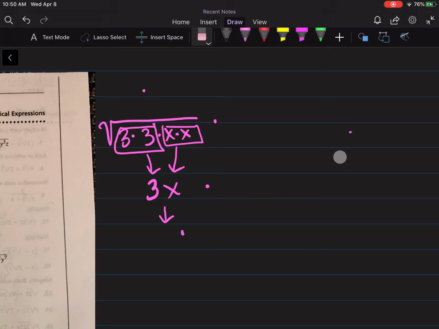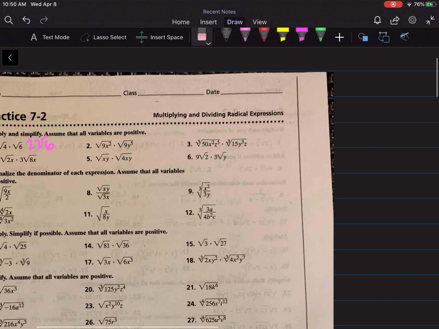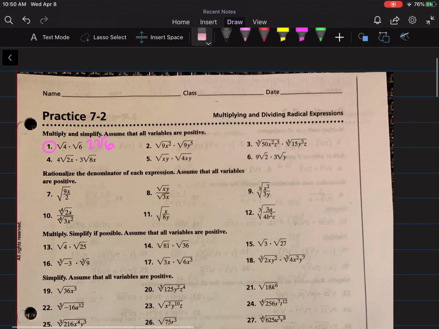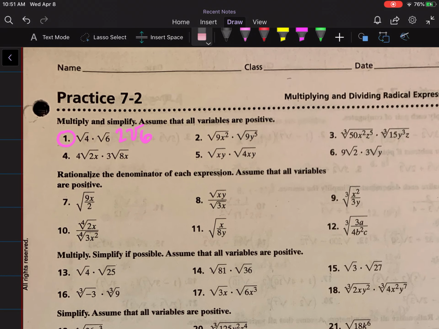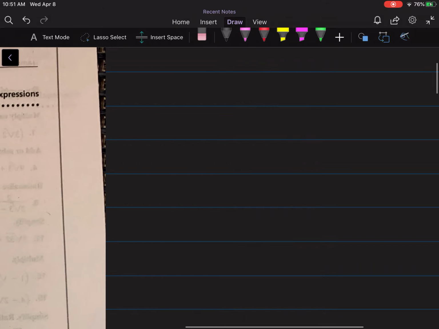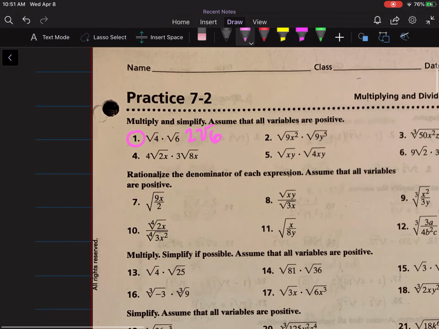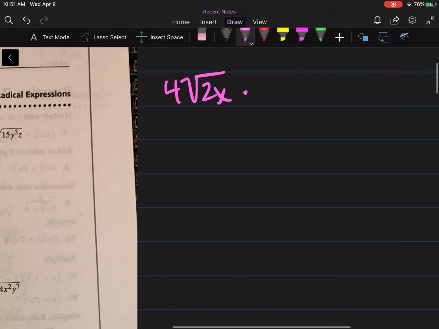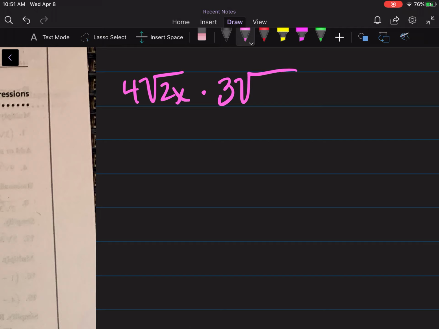Now let me erase this. I'm going to skip 3 for now, and I'm going to go to 4. It's 4 square root 2x times 3 root 8x. Okay, so I'm going to break down everything that's on the inside. Well, there's nothing really to break down here or here.